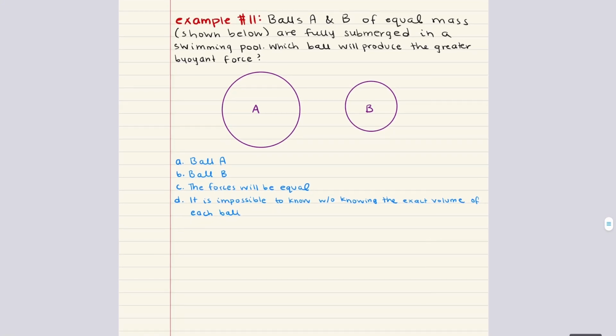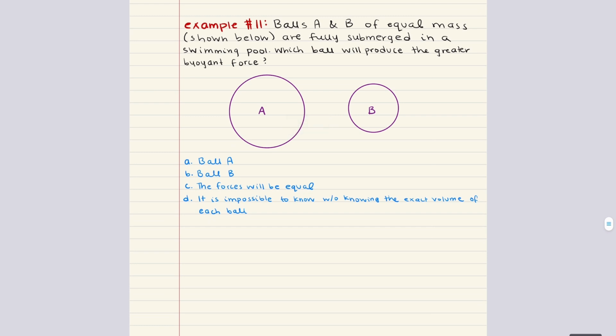Problem 11 says balls A and B of equal mass, shown below, are fully submerged in a swimming pool. Which ball will produce the greater buoyant force? The buoyant force is the upward force exerted by a fluid on a submerged object.